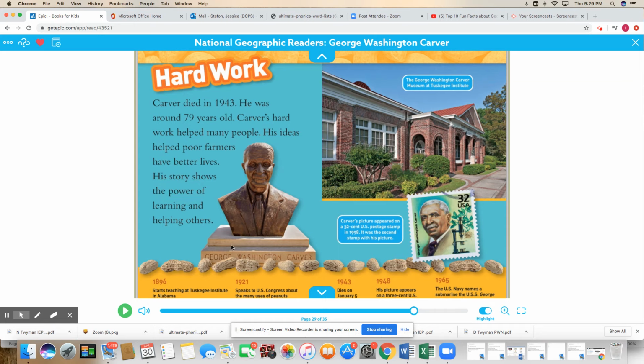And as you see here, he's honored in a statue. There's a George Washington Carver Museum at Tuskegee Institute. He was even honored on a postage stamp.